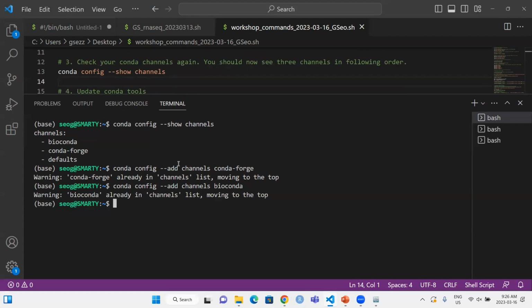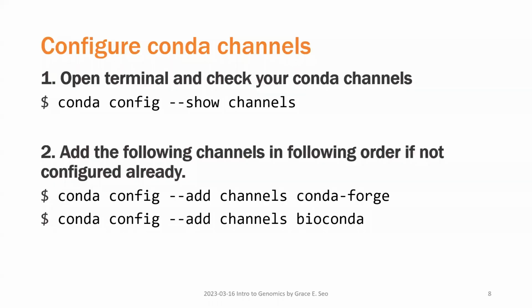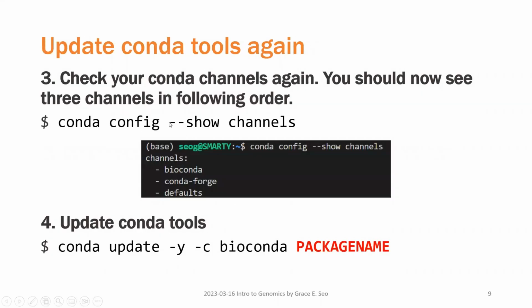Once you've added your channels, we're going to check the conda channels again, and you should see 3 channels in your terminal. Once you have these channels in this specific order, bioconda has to be at the top because it is the most important one. Then conda-forge, which has all dependencies. And the default is the Anaconda basic channel.